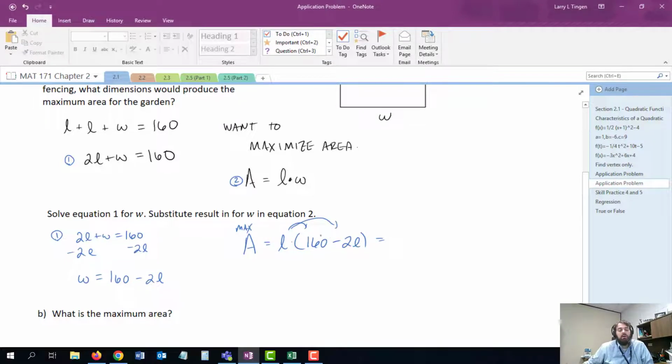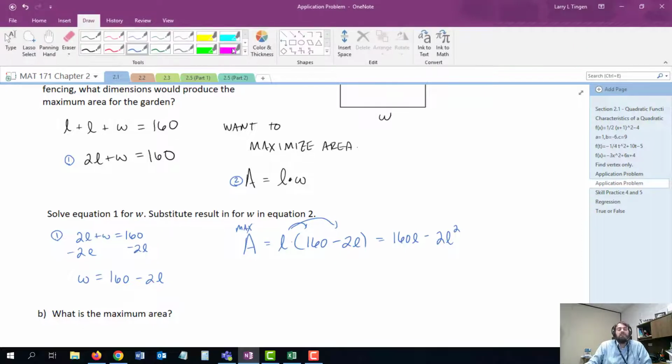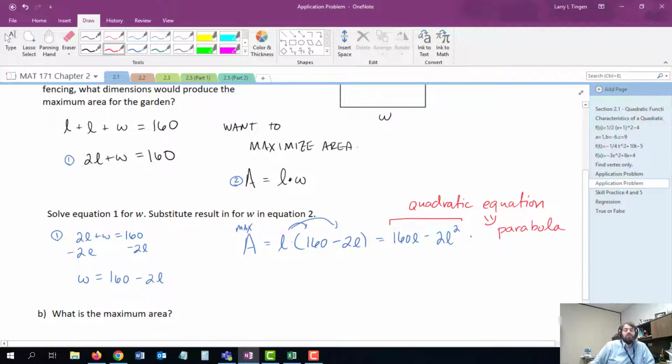Distribute. 160 times L is 160L. 2L times L is 2L squared. Look at that. It may not be obvious to you, but this is a quadratic equation, right? Highest power of the variable is 2. So what does that mean? If I have a quadratic equation, that means I have a parabola, right?